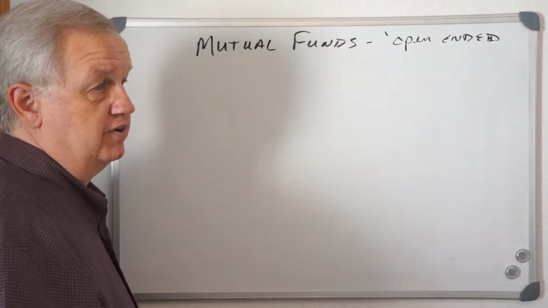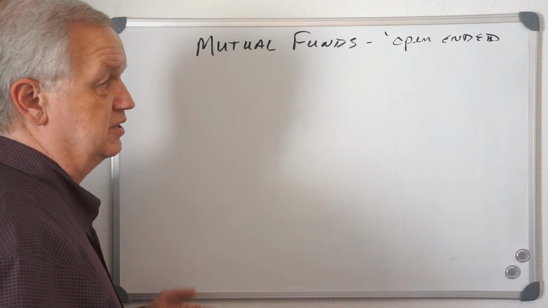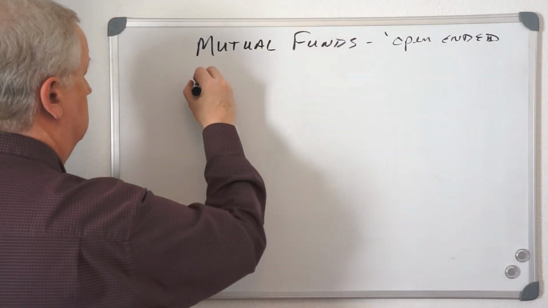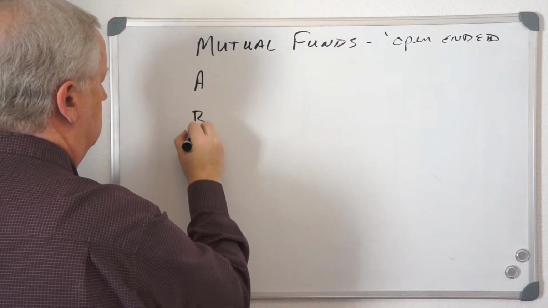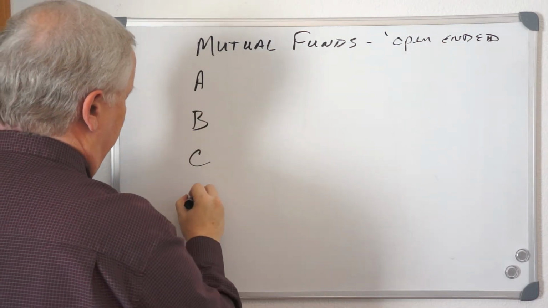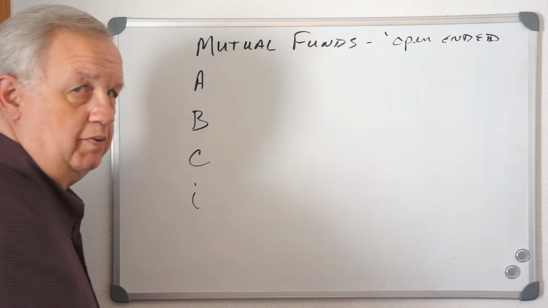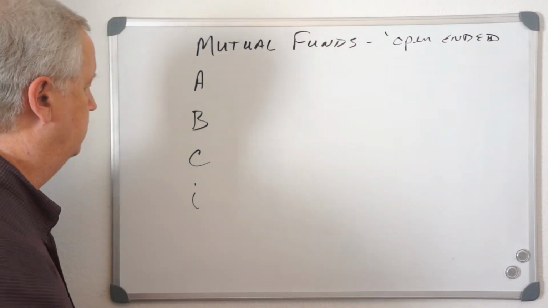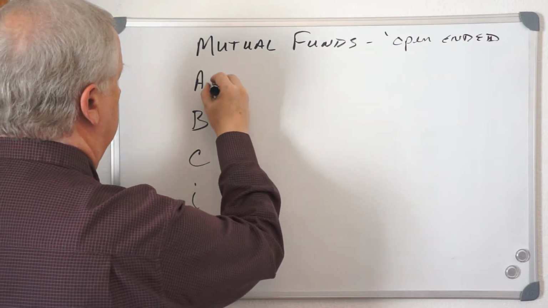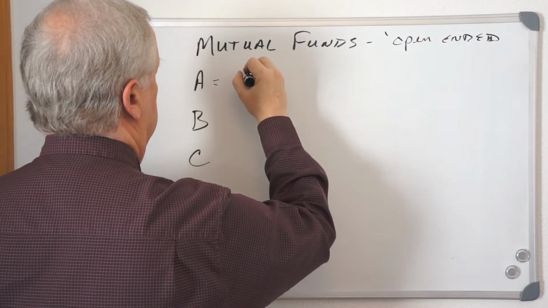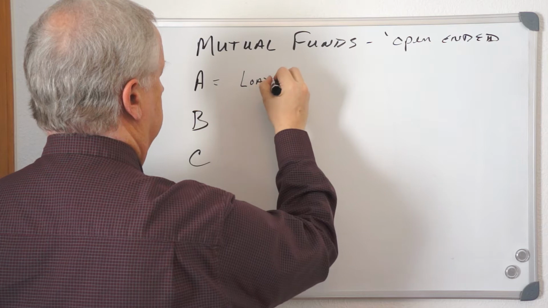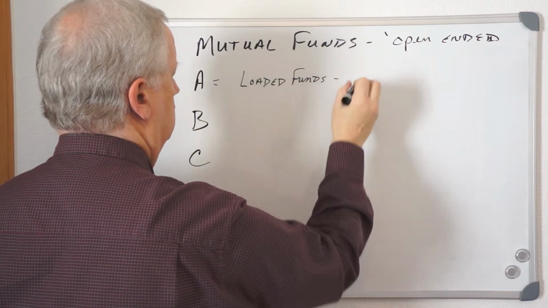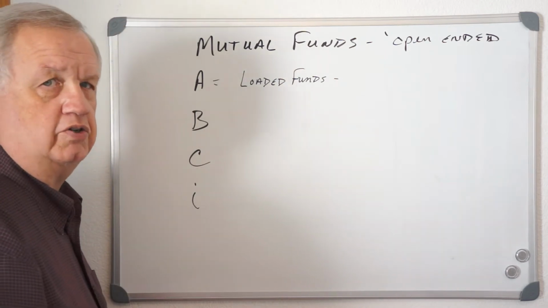You're also going to be doing variables. But mutual funds have different classes. They have Class A, Class B, Class C. There's an I, and there's a bunch of other ones, but let's not worry about the I's and that. ABC. Let's just do the ABC. A, these are loaded funds. They charge a sales charge up front.